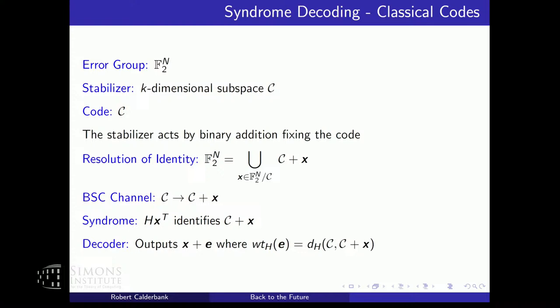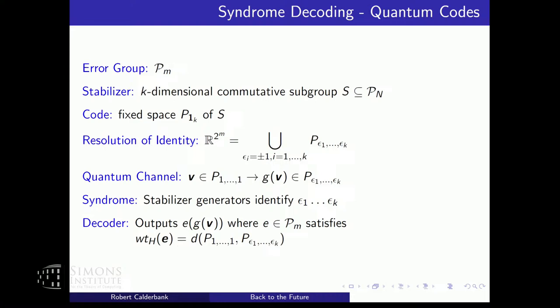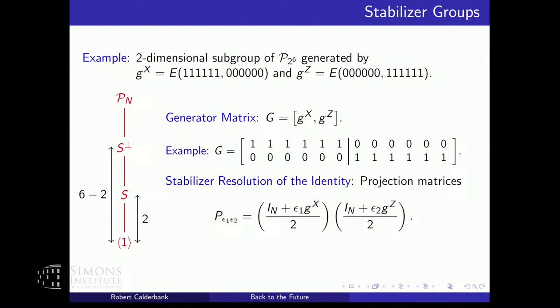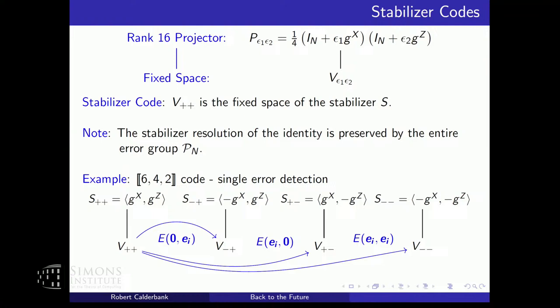Of course, you know how this works in the quantum world. But it's the same picture. You have a resolution of the identity. You figure out which part you're in. There's a most probable way to have gotten there. You invert it. All right, CSS, the stabilizer groups. This is just how you do it.